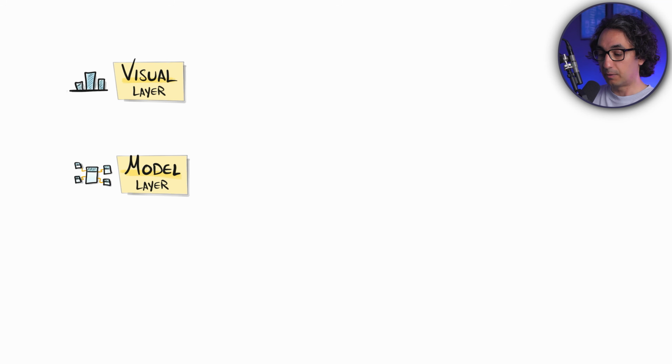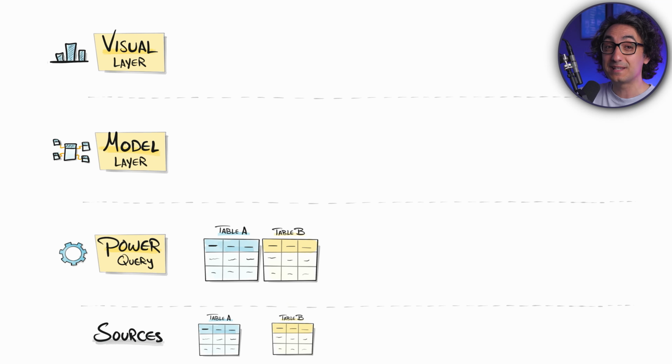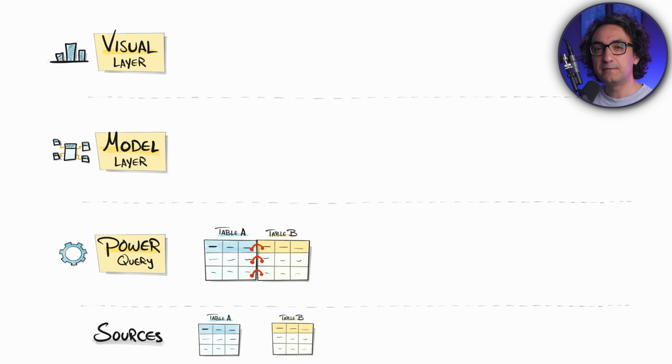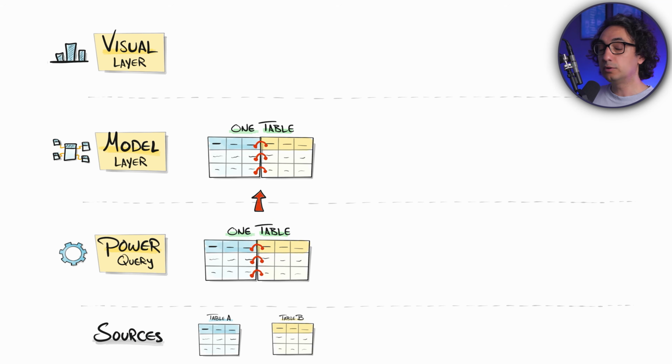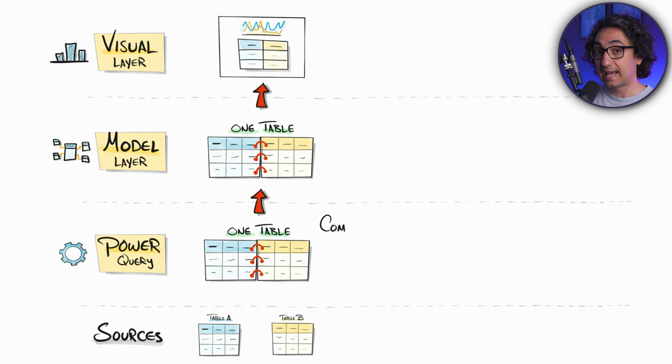The three layers: Power Query, model layer and visual layer. If you merge two tables, it's going to happen at the beginning, in the Power Query. So everything is going to be merged together, the columns and the rows, into one single table. And in the next layers, the model and the visual, you're going to see only one single table. So combining the data happens at a very early stage in the Power Query.